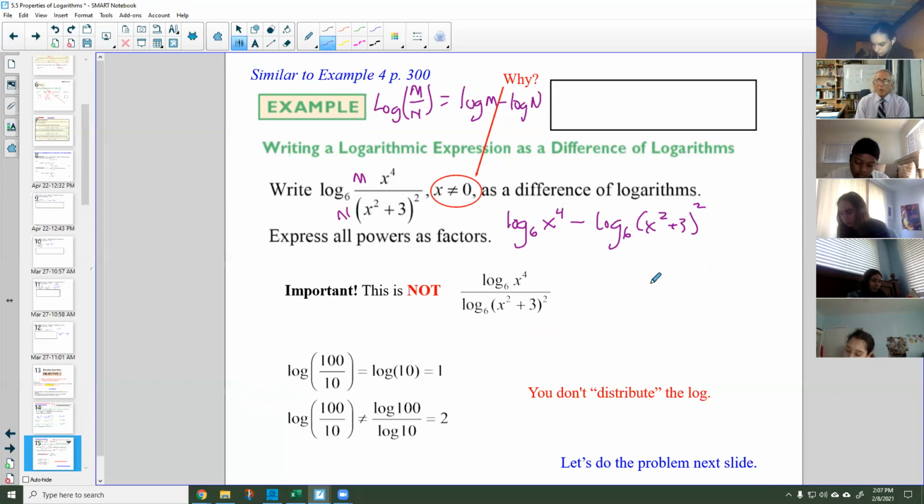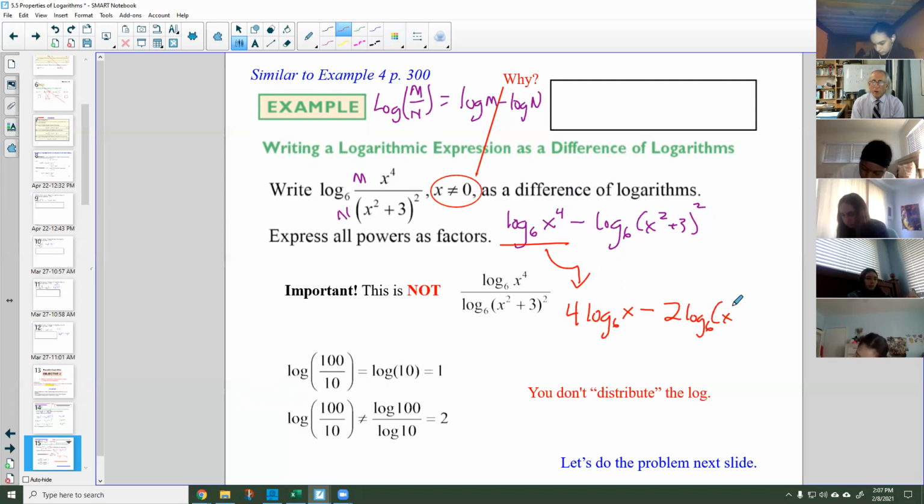And then I want to expand it some more because I have these powers here. I'd like to get rid of those powers so I can make this first expression into 4 log base 6 of x minus 2 log base 6 of x squared plus 3.